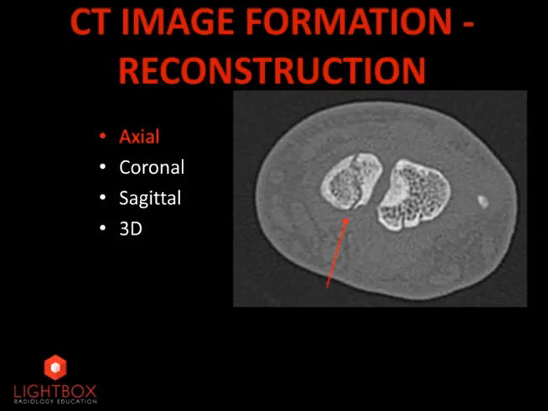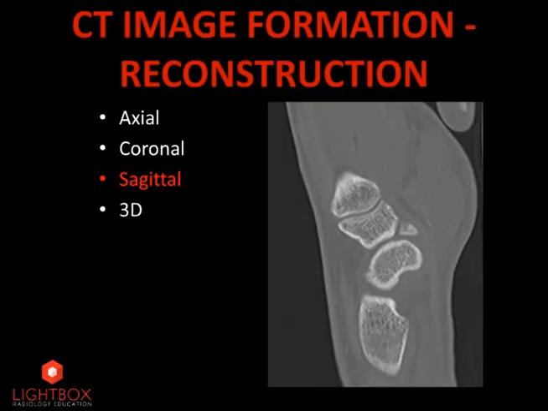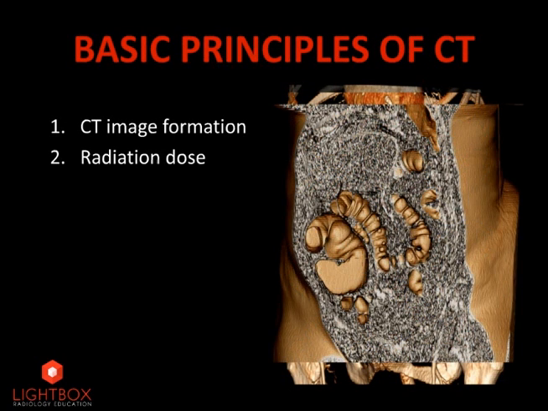Images can be reconstructed in any plane. Traditionally, standard orthogonal planes are used in the axial, coronal, and sagittal planes. 3D reconstructions can also be performed to replicate normal gross anatomical appearances. In the next section, we'll discuss radiation dose associated with CT.